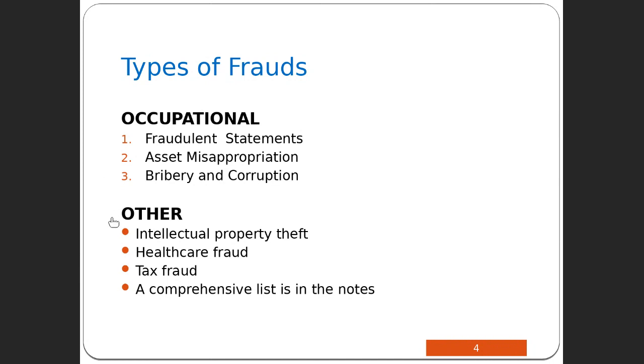There are others that are not in the occupational fraud, such as intellectual property theft, healthcare fraud, tax fraud, and a comprehensive list of this is in your textbook. You can go and find it. We're not going to put a lot of focus on these types of frauds, intellectual property or healthcare or tax fraud. Okay, our primary focus is going to be on these three types.